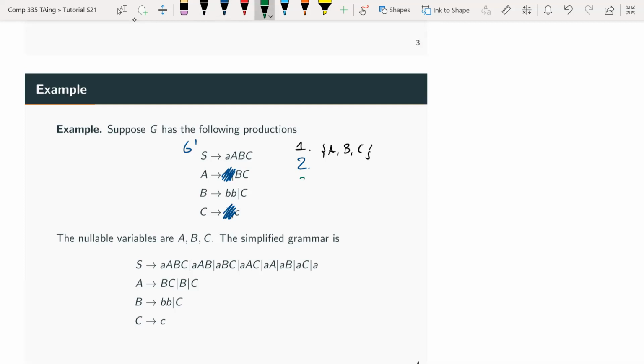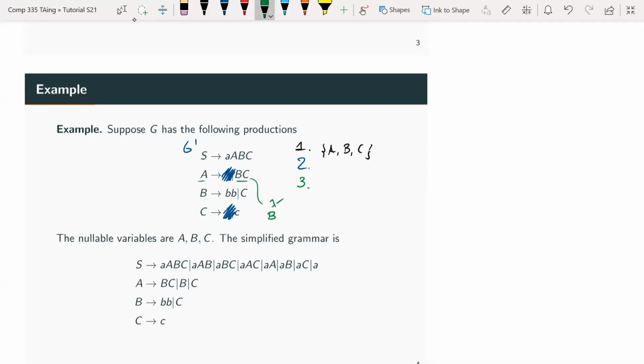And then step 3 is, for each production rule and for each nullable variable in those production rules, replace them such that you're producing all of the possible combinations of replacements for your variables. So what do I mean by that? Well, for instance, if I look at this production rule, A gives me BC, then what I could do with BC is I could replace B with lambda, right?